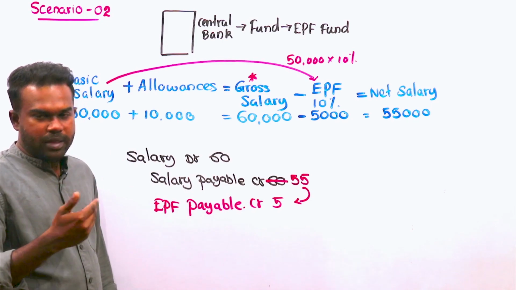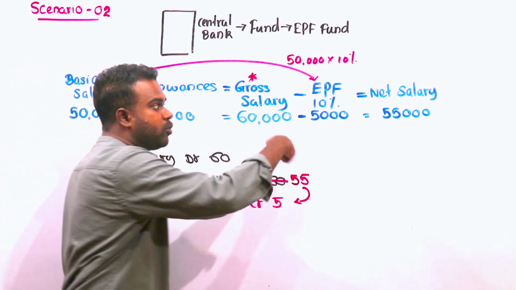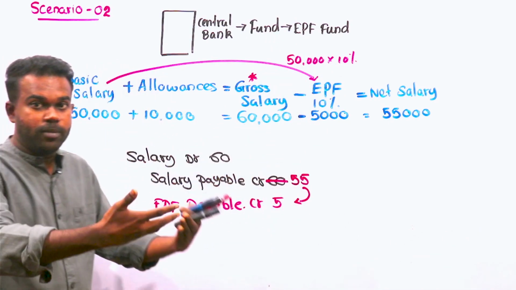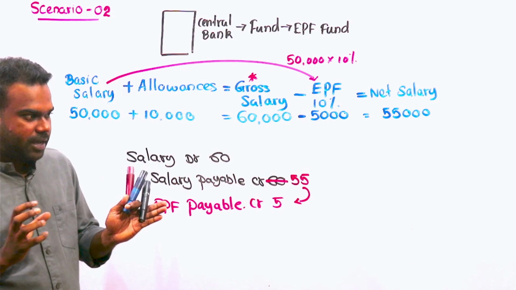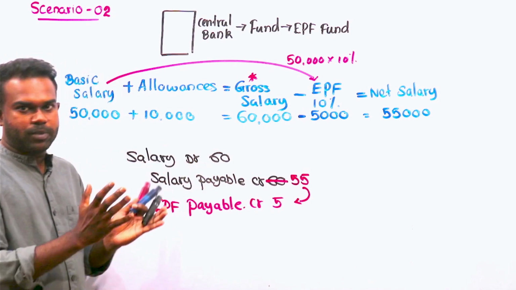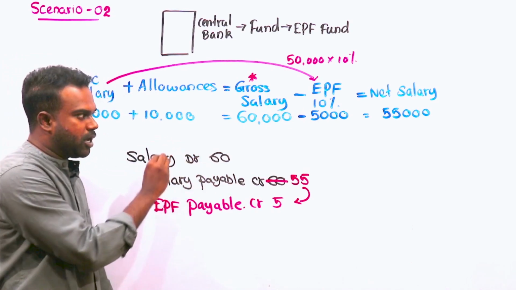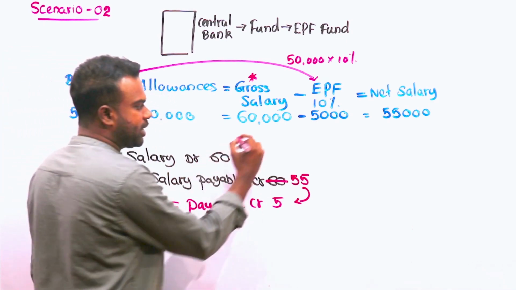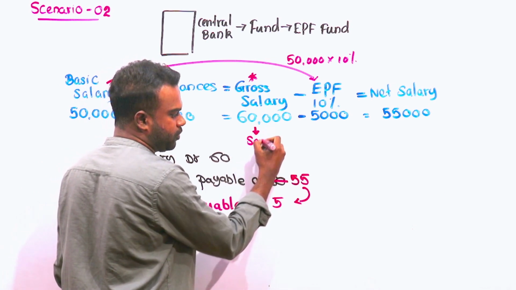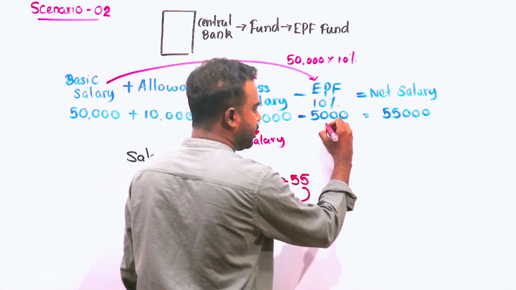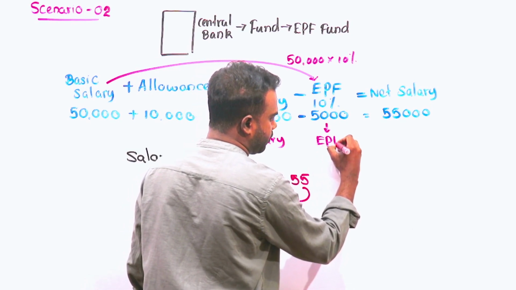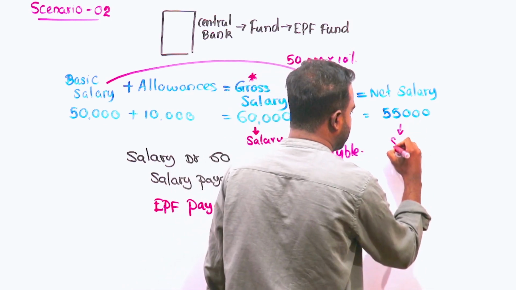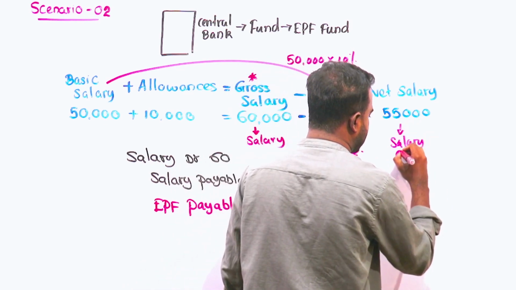Therefore, the EPF contribution by the employee should not be an expense for the business. We don't take it as an expense because it is deducted from the employee. We take the total as salary expense, the gross salary. So this is the salary expense, this should be EPF payable, and this should be salary payable, net salary.